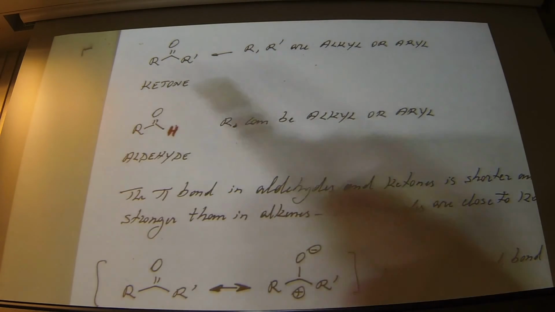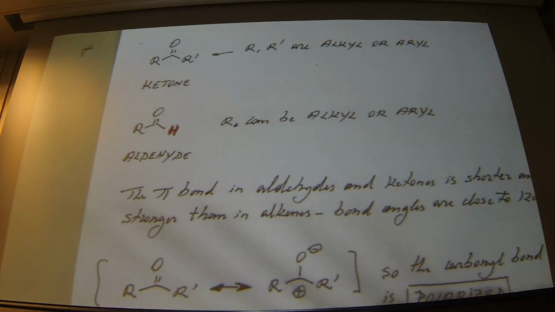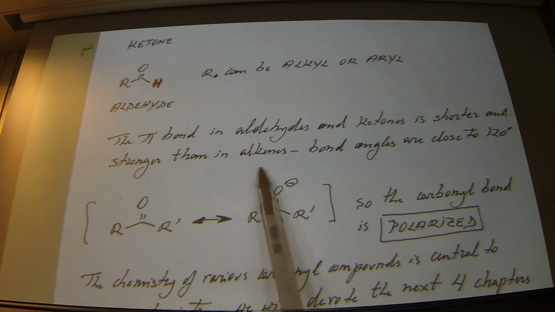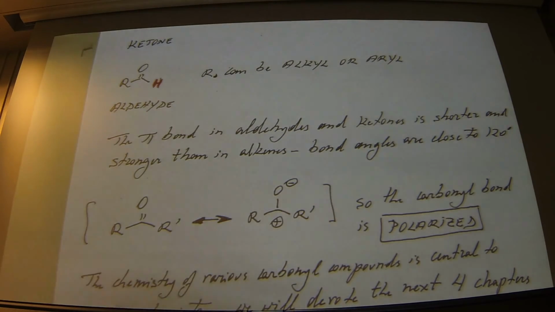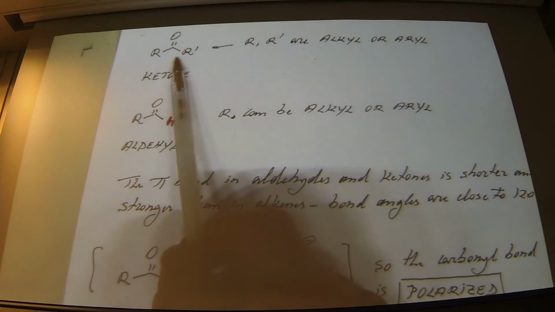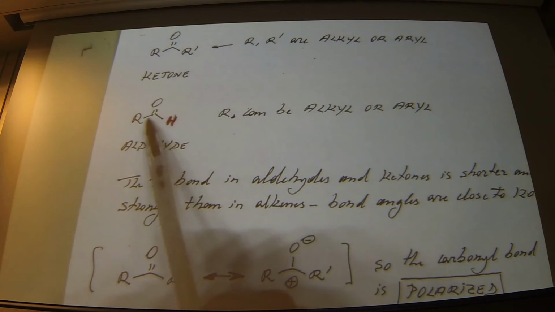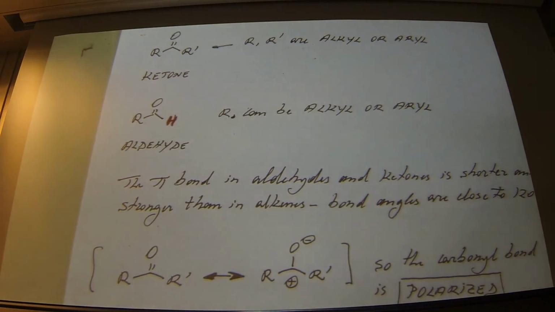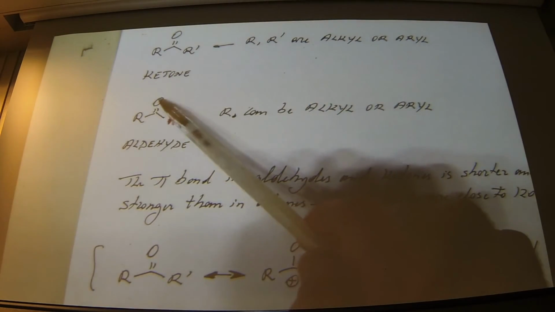Now, this pi bond, this carbon-oxygen pi bond, is shorter and stronger than an alkene's. So it looks like an alkene, but no, it's shorter, stronger, and what's going to be very important for the reactivity is it's more strongly polarized. And it's polarized in this way, with the negative end on the electronegative oxygen atom. And so whenever you look at one of these ketones or aldehydes, what you want to see is a positively charged carbon atom where I'm pointing. So a carbonyl carbon has a partial positive charge, and the oxygen has a partial negative charge.